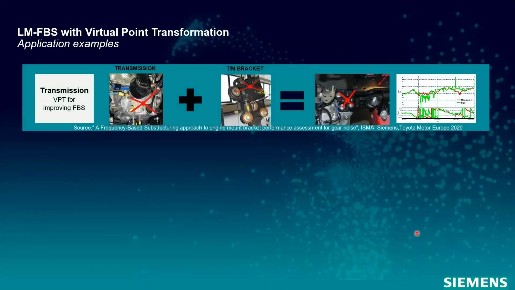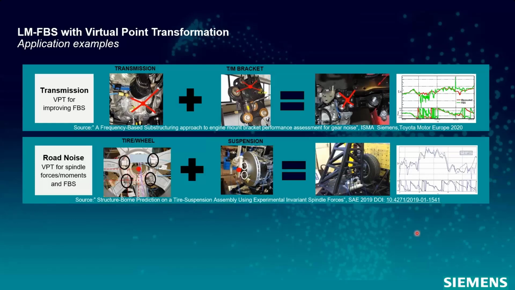What are application examples where we use this frequency-based substructuring? For example, if you have a transmission and a bracket, you can see if I modify this bracket, how will the transfer function be affected? For example, road noise, that's an example already shown.